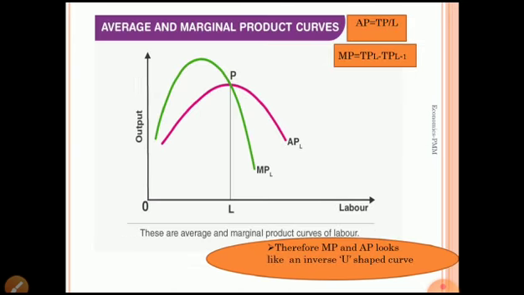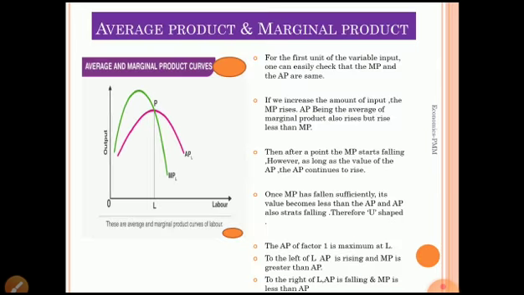So TP is a positively sloped curve, whereas average product and marginal product go on increasing up to a certain point, then they start declining. You know the reasons in the law of variable proportion, the strength of variable factors and fixed factors, how they work. After a certain point, both will start declining, and that is the reason why MP and AP look like an inverse U-shaped curve. Now this is the relation between AP and MP.